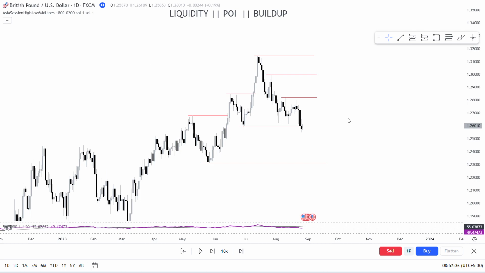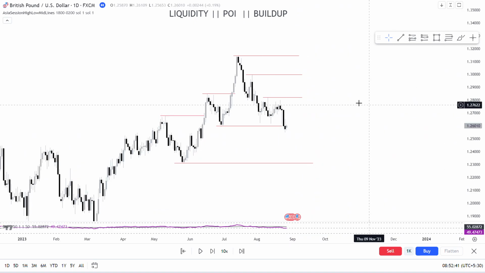In this video, I will exactly explain how I took the buy in GU this week using the liquidity inducement theorem. First thing first, we should draw the liquidity lines. These are the liquidity lines. Every high and low in the market have some liquidity.